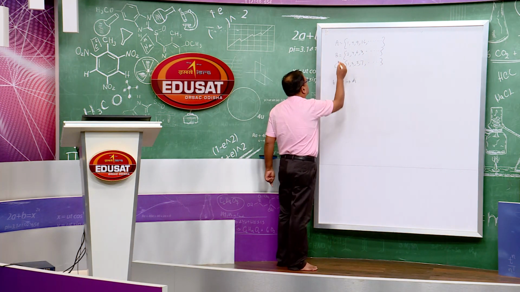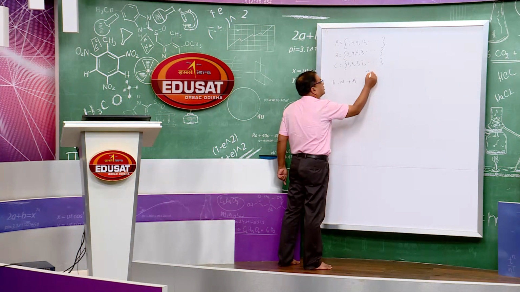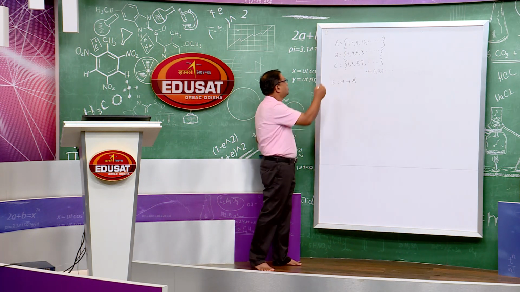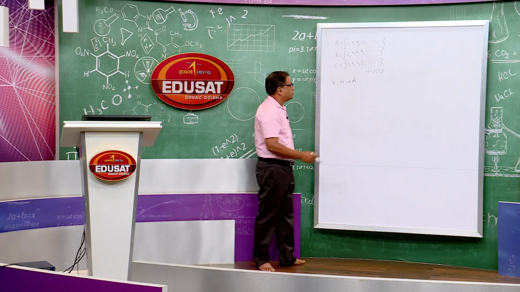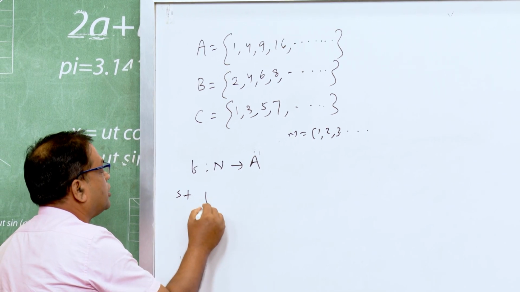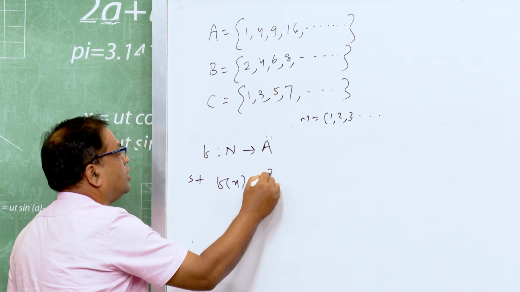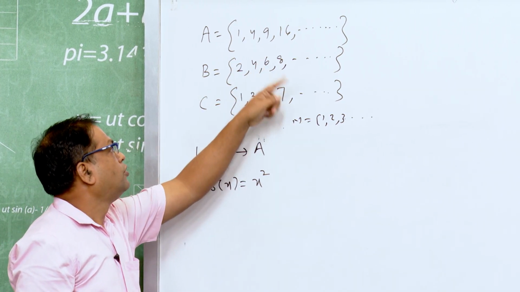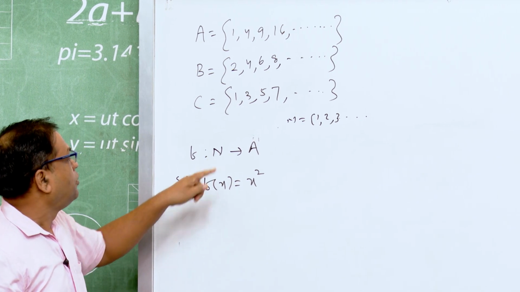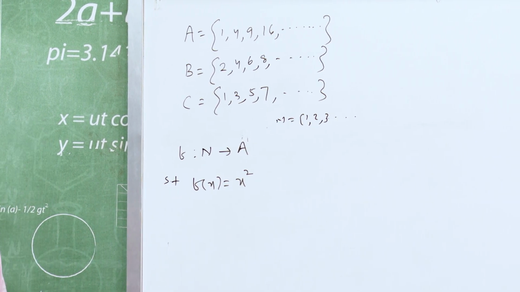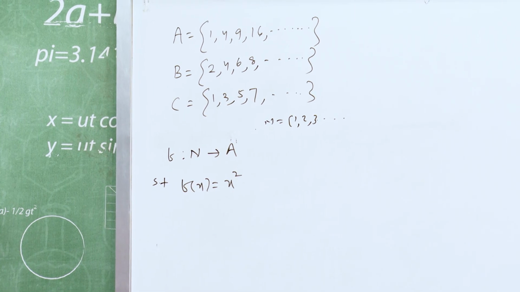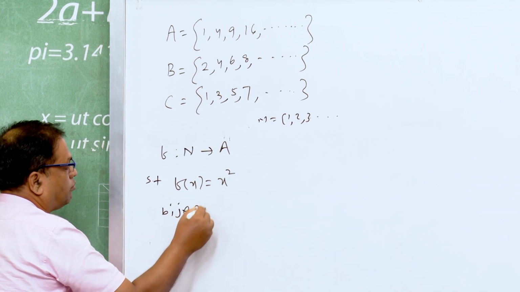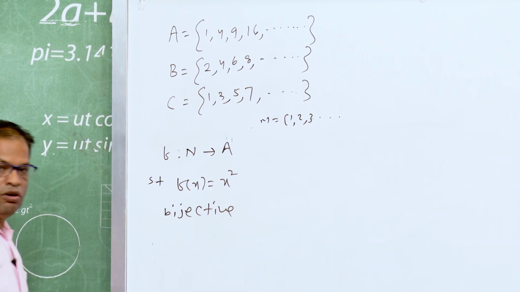So N is the natural number set, that is 1, 2, 3, and we have to show these three sets are equivalent. So, we can have a mapping f(x) = x square, because 1 goes to 1, 1 square; 2 square is 4; 3 square is 9. So, we can have a mapping f from N to A, where N is the set of natural numbers and A is nothing but 1, 4, 9, and this is a bijective mapping, that means it is one-one and onto.